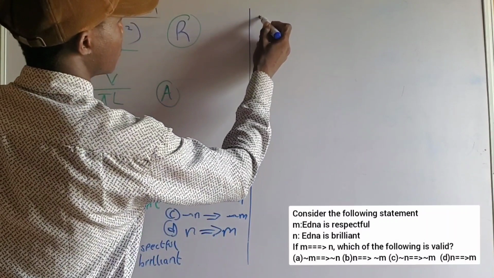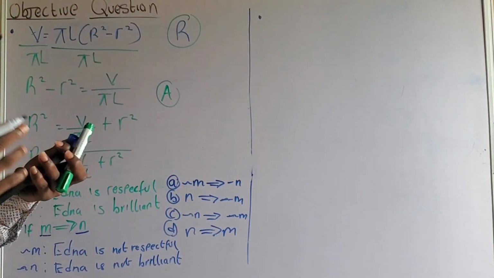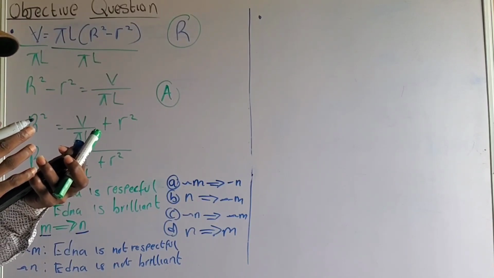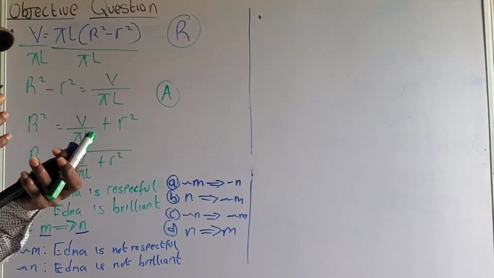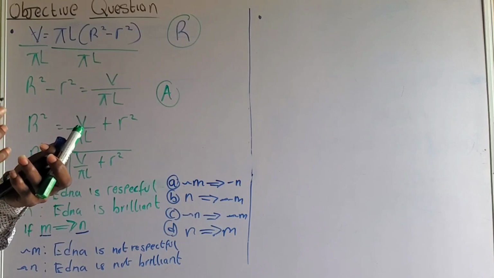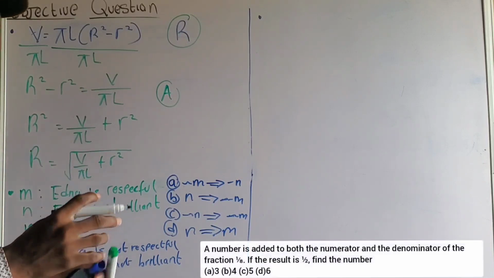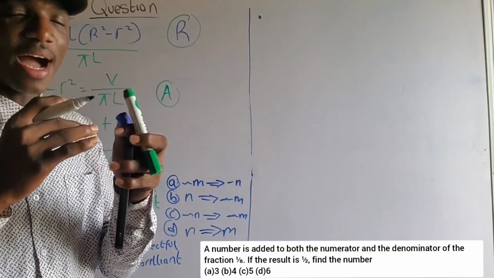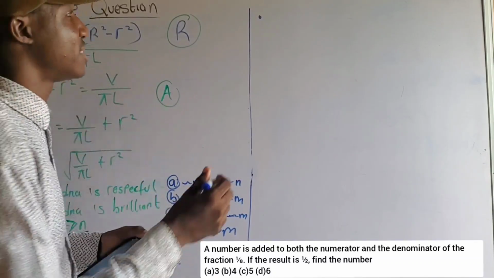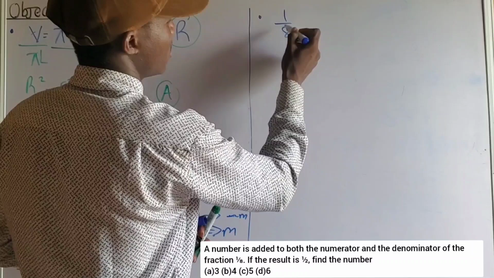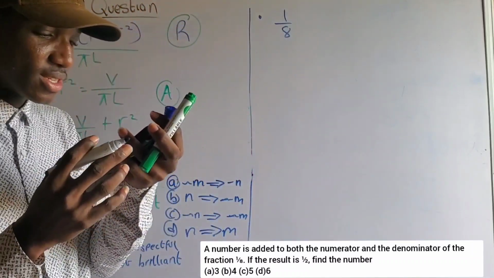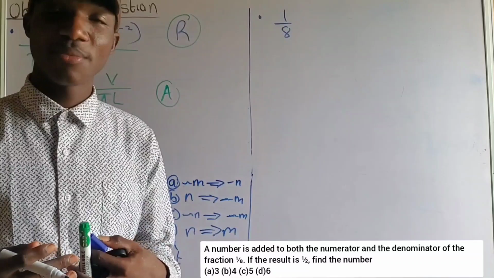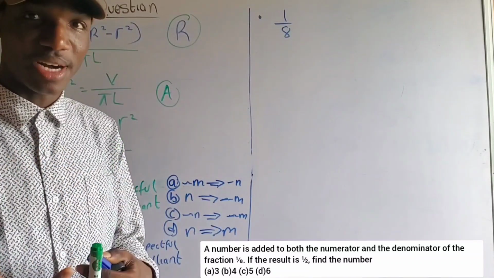Question 17. A number is added to both the numerator and the denominator of the fraction 1/8. If the result is 1/2, find the number. Now I don't know the number, you don't know the number, right?